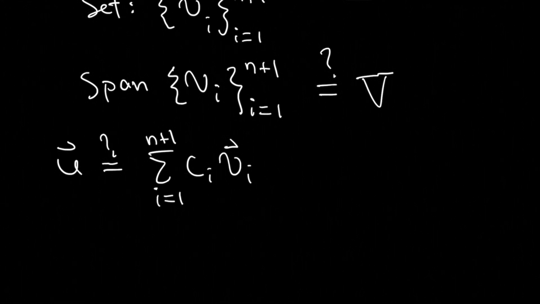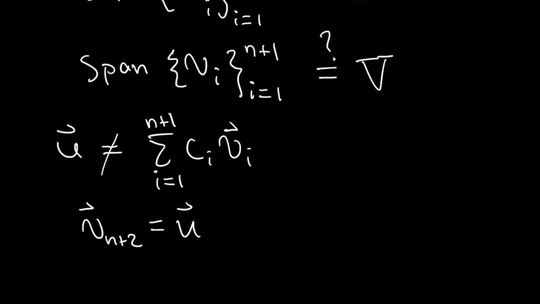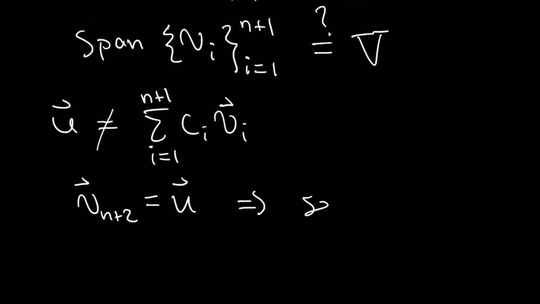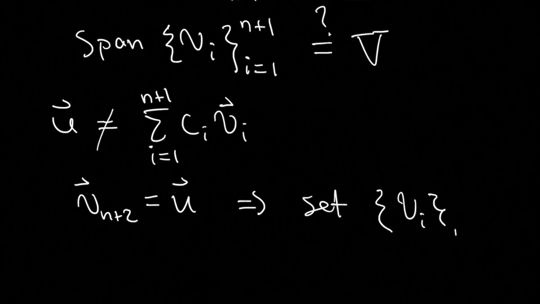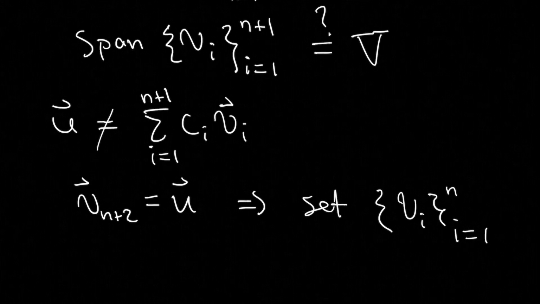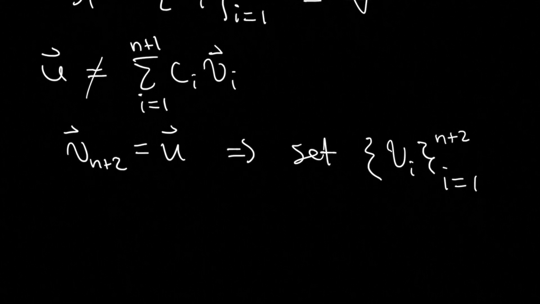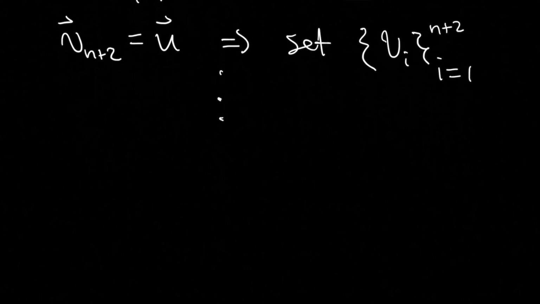And again, if it's not possible to write this equality, then we would just define a new vector v sub n plus 2 equal to u. And then we would say that our set is v sub i from i equals 1 to n plus 2. And then we can continue this on and on until we feel that we've found all of the possible linearly independent vectors that we can find.